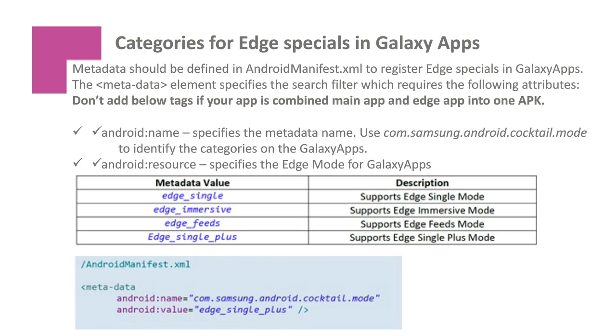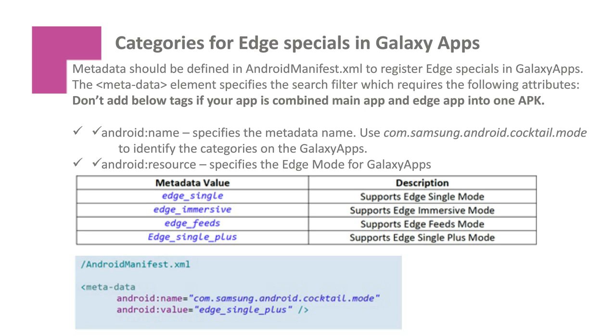So these tags are added within the manifest file. These metadata tags have two things, name and value. One is the com.samsung.android cocktail mode, and the second is the value, what kind of mode this application is. Now, if you are creating a combined application that contains main activities, like your main application as well as the edge application, then please don't use this metadata tag, because that's how Restore will identify your app as an edge application or a standalone edge application.